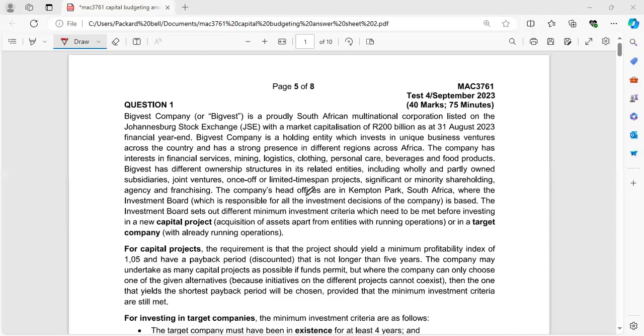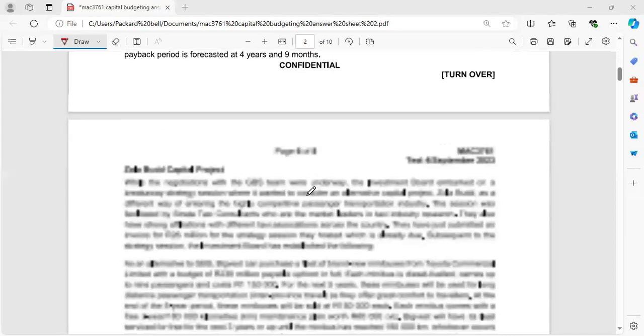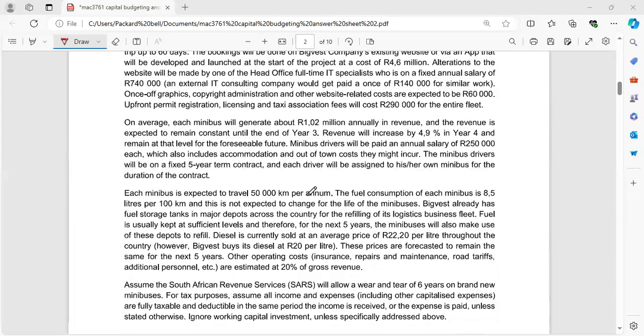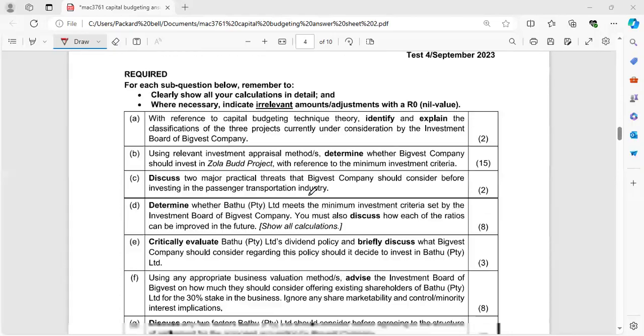So let's look at this question. We want to do the question for capital budgeting. Let me just check the questions. So we're going to do the question for capital budgeting. That is B. We can start with B because B is the long one. A and C are also part of capital budgeting, but they are short questions. So let's start with B.